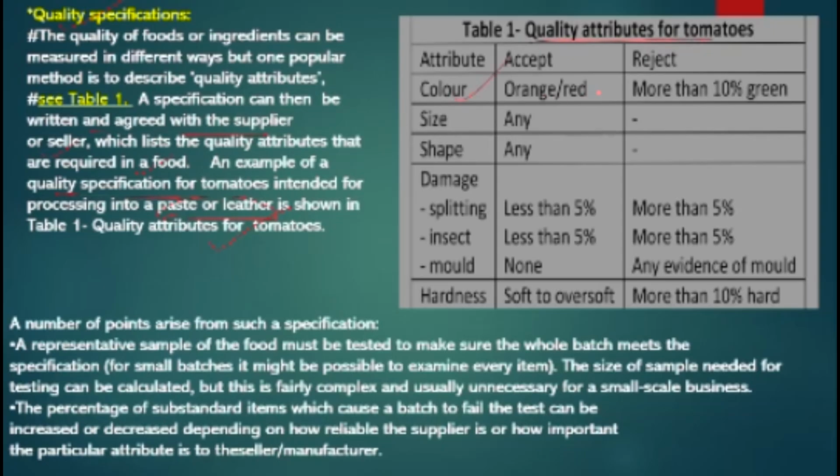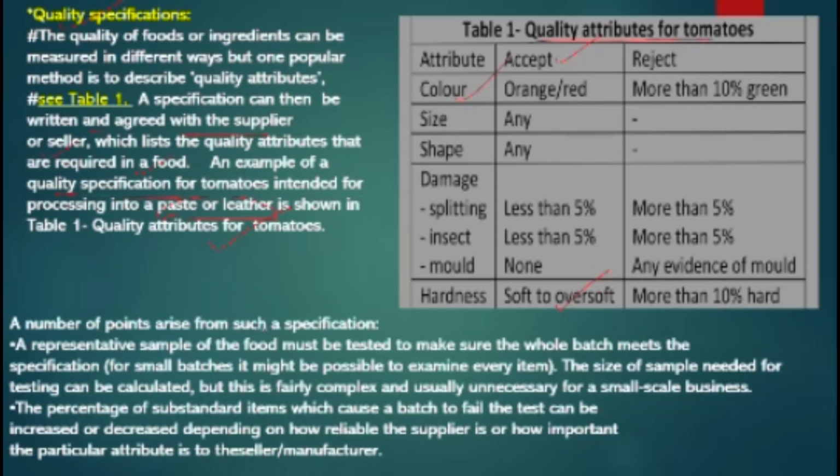Color, which is orange or red, is acceptable, and more than 10% green is rejected. Shape and size, anything is acceptable. Damage, splitting less than 5% is accepted and more than 5% is rejected. Insects less than 5% is acceptable and more than 5% is rejected. Molds, if no molds are present, it is acceptable. If any evidence of mold is present, it is rejected. Hardness, soft to over soft is accepted and more than 10% hard is rejected.